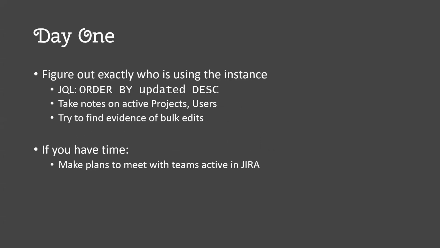Okay, so next is figure out who is using your instance. There's a JQL here where it just simply shows every issue ordered by last time it was touched, so last time it was updated. So put that in and then start taking note of what the active projects are and what the active users are. Who are the people who last made these changes? If you find a bunch of changes that take place in a short time period, that might be evidence of a bulk edit. Figure out who is doing those bulk edits and get those on your side.